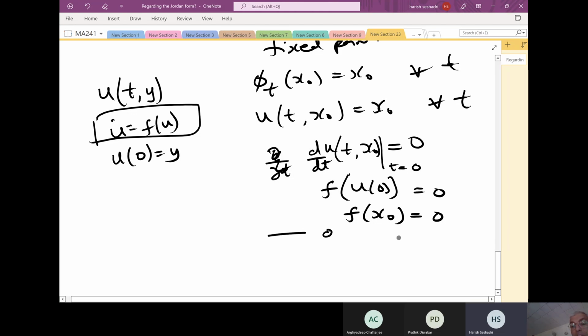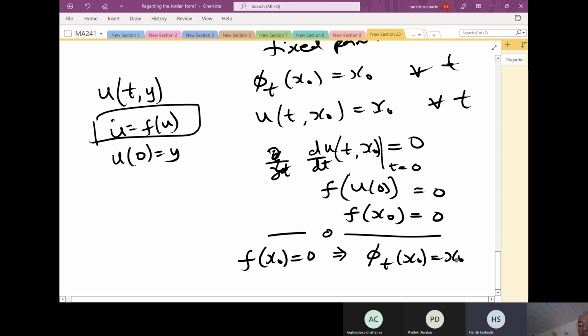The converse is even easier actually. Suppose I know f of x naught is 0, but you can't retrace your steps like this to get the converse. You have taken a derivative at a specific time. That ruins things. So you have to use a different argument. Suppose f of x naught is 0. I want to conclude that phi_t x naught equals x naught for all t. How do I do this?